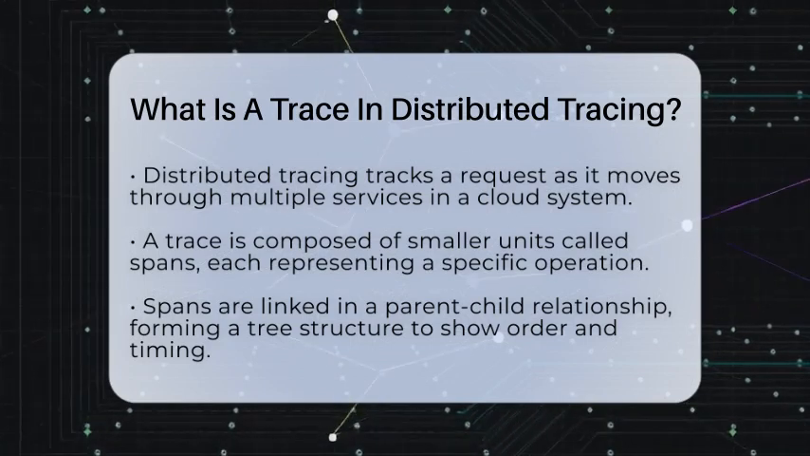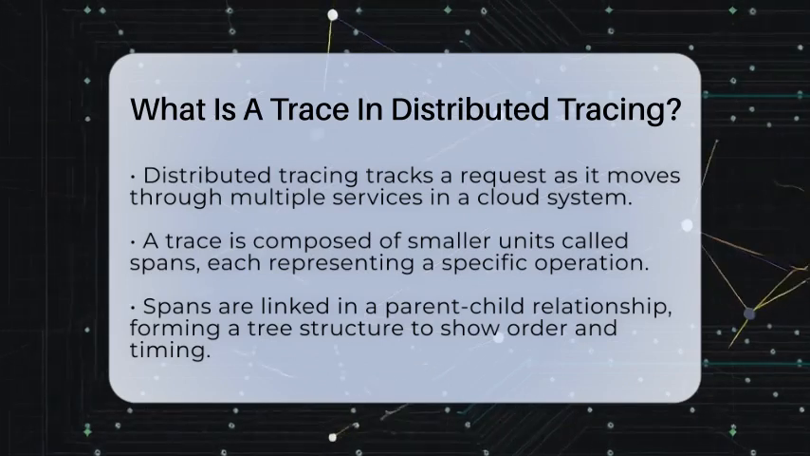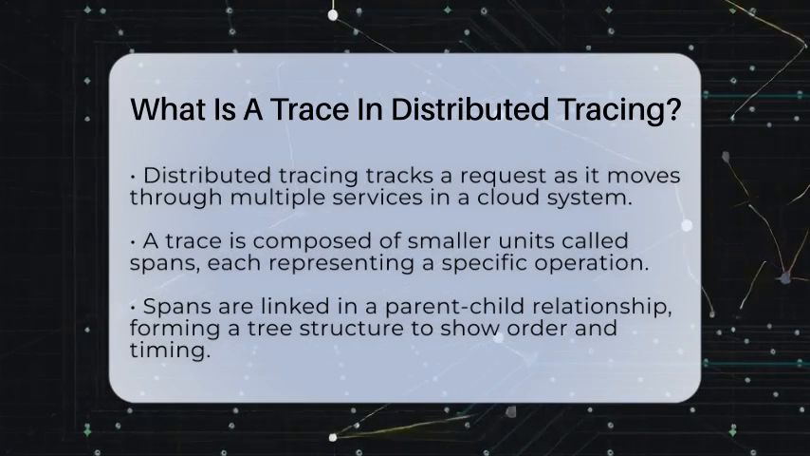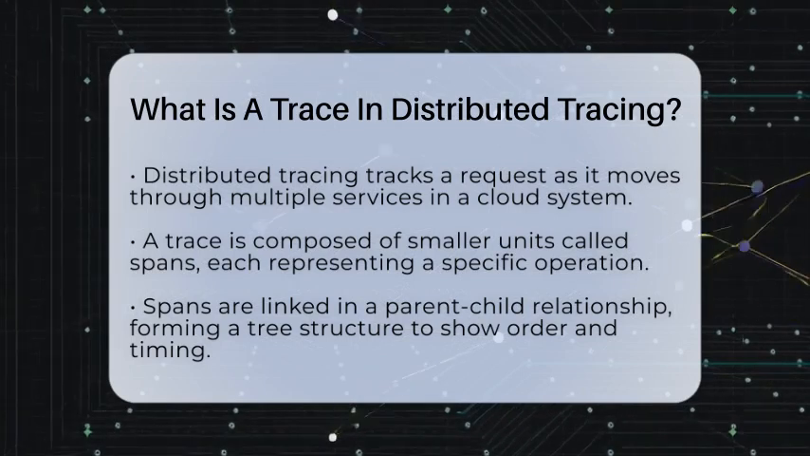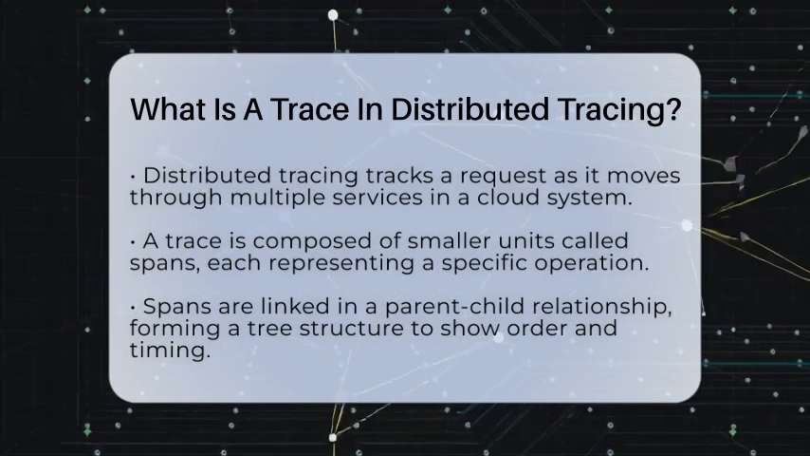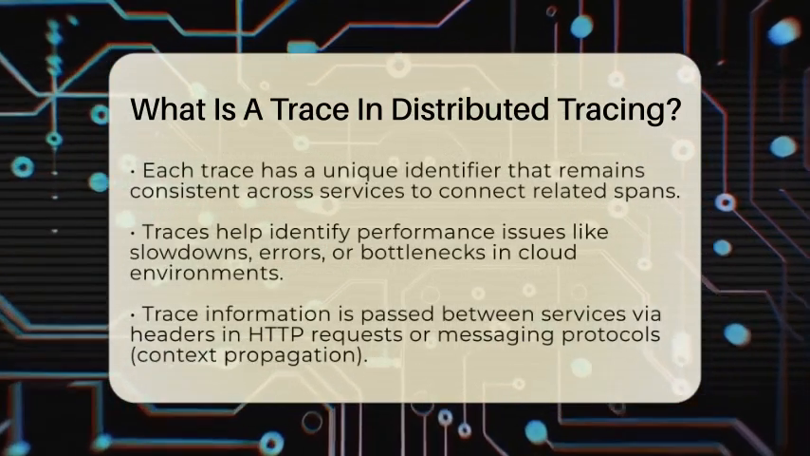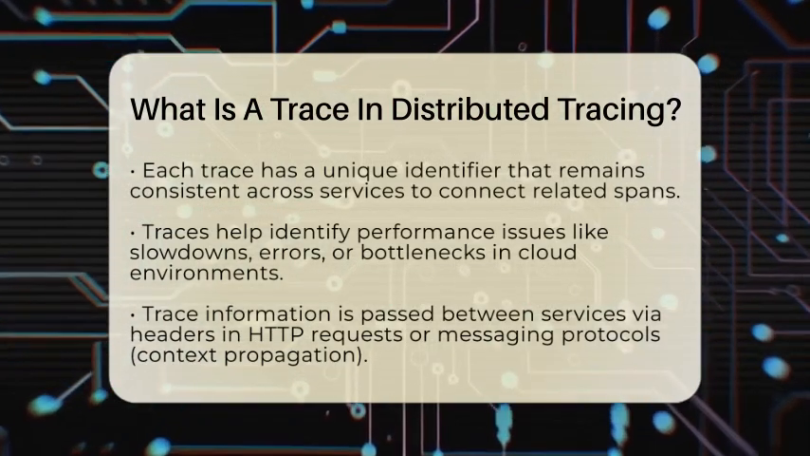A trace is made up of smaller parts called spans. Each span shows a specific operation or task performed by one service during the request. Think of each span as a snapshot of a single step, like a package being scanned at a warehouse. These spans are linked together in a parent-child relationship, forming a tree structure that shows how each step relates to the others. This helps teams see the order and timing of each operation.